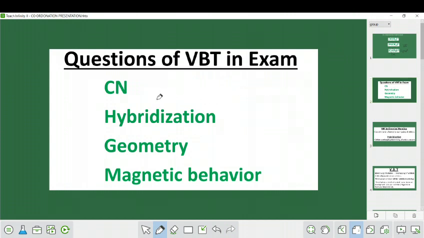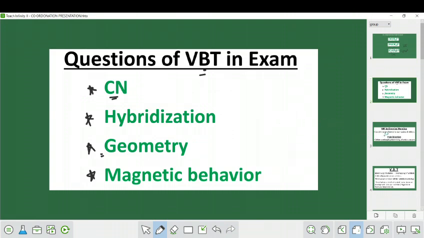About this topic, many questions are asked in exams, like identify the coordination number of the complex, identify the hybridized state and what type of hybridization is present in a particular example, what will be the geometry of the particular complex, or compare the geometry of two complexes. And the last topic is magnetic behavior: you have to predict whether the substance is paramagnetic or diamagnetic. With the help of valence bond theory we will try to solve all these problems.